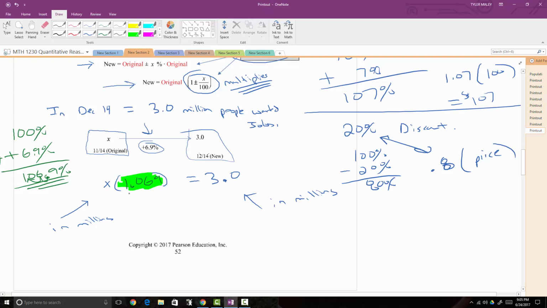So then if I solve this equation, I'd want to divide both sides by 1.069. And this gives me x equals 3 divided by 1.069, which gives me roughly 2.81 if we round to 2 decimal places. 2.81, and this is in millions, right? So 2.81 million people in November 14.